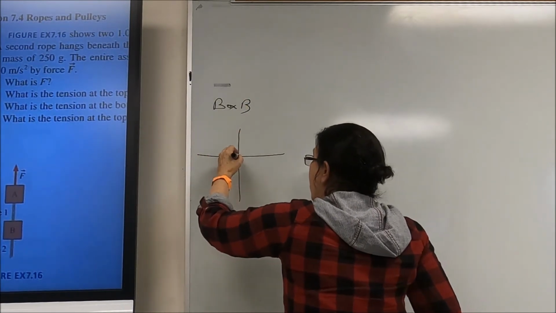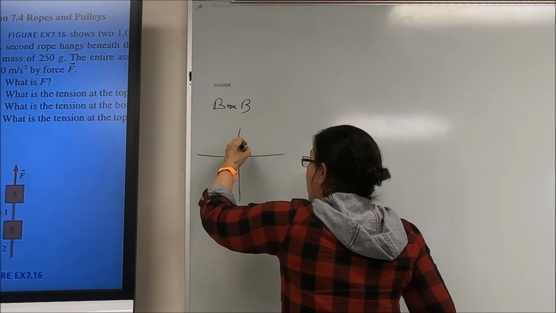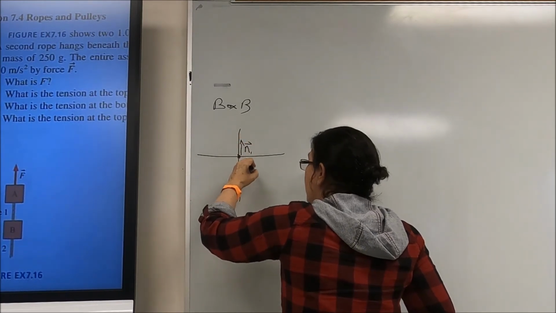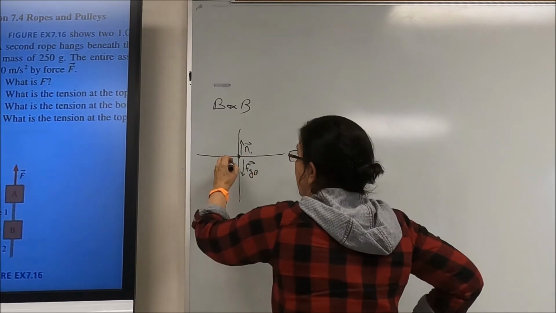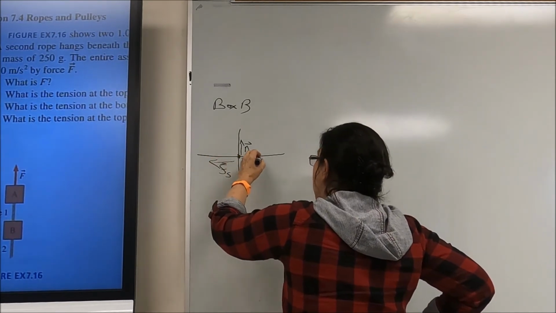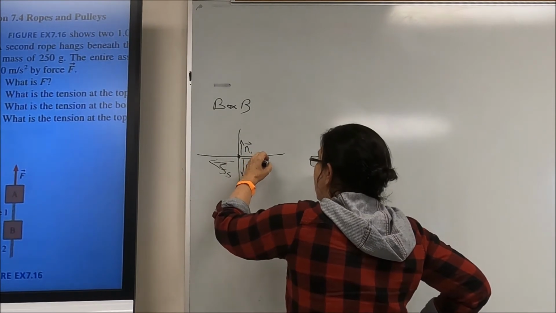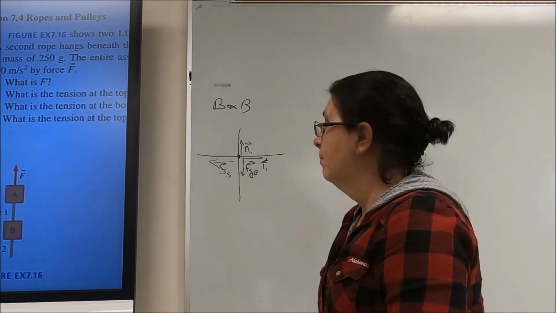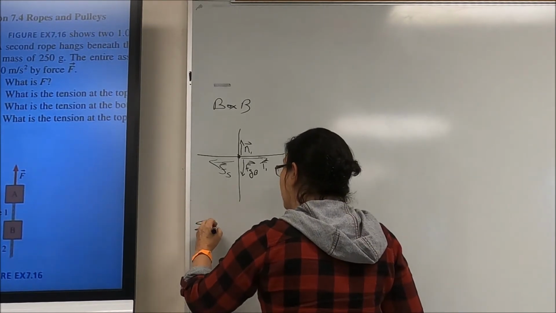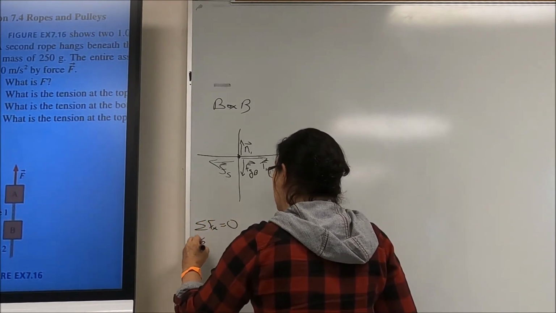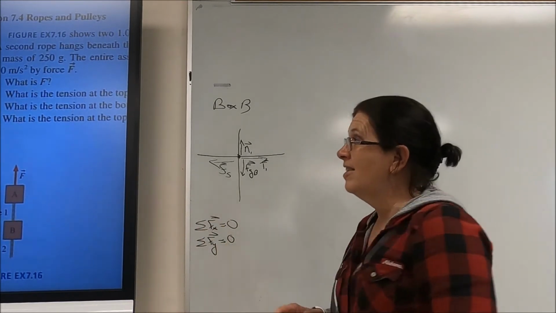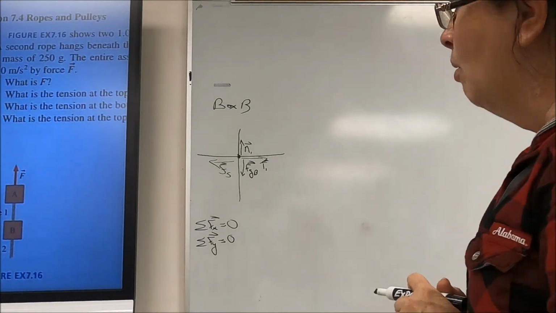If I do a free body diagram here, it's going to have a normal force, N1, force due to gravity, B. There's going to be a frictional force, F sub S, and there's going to be a tension, T1. Okay? And I know that the sum of the forces in the x direction here are going to be 0. Sum of the forces in the y direction here are going to be 0 because it says box B should sit still.